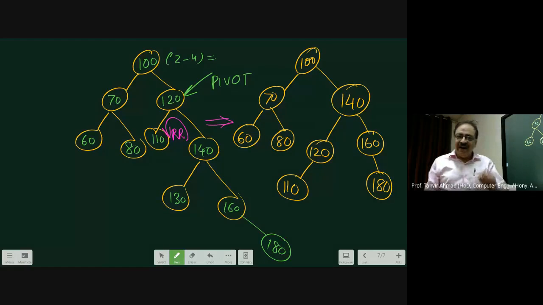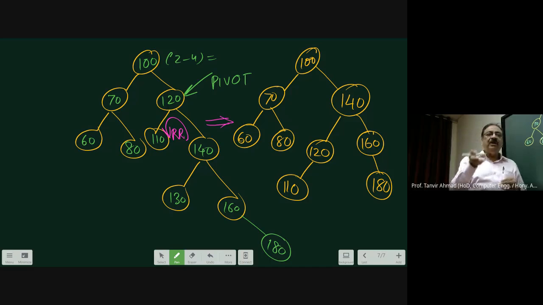But you find one thing: where is the space for 130? Now try to understand, when I do this, 140 rises upward. When 140 rises, 160 will also rise, 180 will also rise, and 120 will come down, and 110 will come further down, because you are rotating taking 120 as the pivot. Once you do an anti-clockwise rotation, 140 will go up, 160 will go up, 180 will go up, 120 will go down, and 110 will go down.